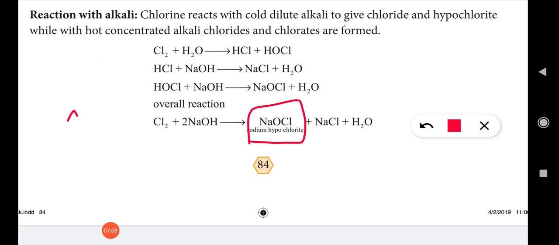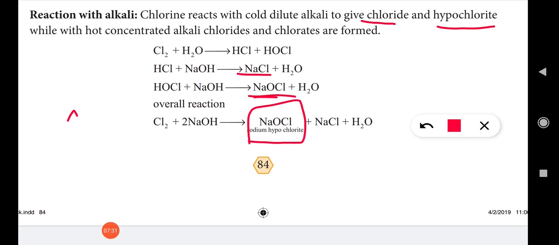So chlorine reacts with cold dilute alkali. So cold alkali, dilute alkali. For example, cold dilute sodium hydroxide to give chloride and hypochlorite. Chlorides like sodium chloride and hypochlorite. Right? So both the products will be formed.